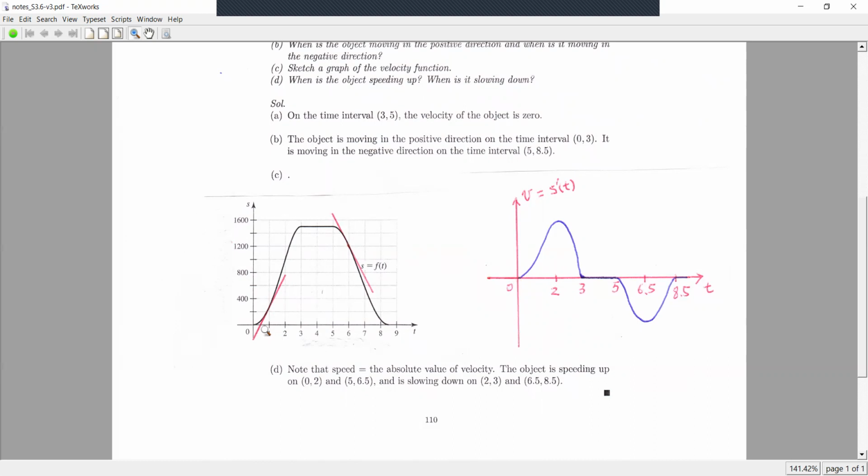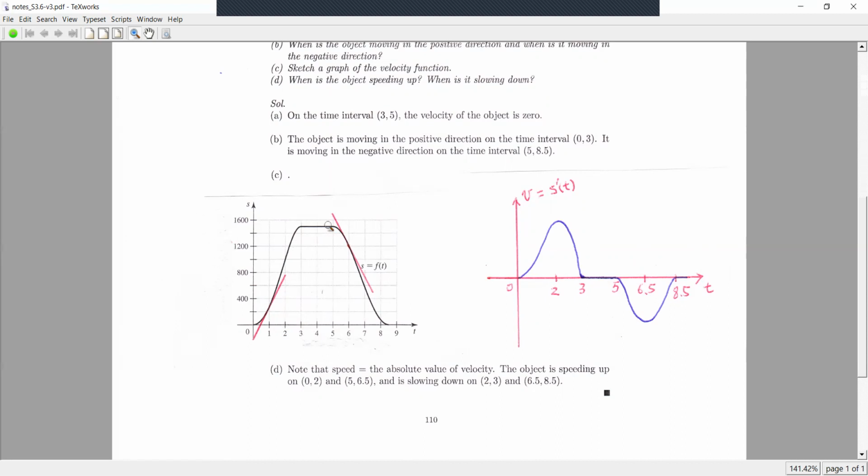Now as time is increasing, the slope of the tangent line is increasing and reaches the largest at about 2. Beyond 2, the slope of the tangent line starts decreasing. At time 3, the tangent line is horizontal, so at time 3, the slope there is 0.